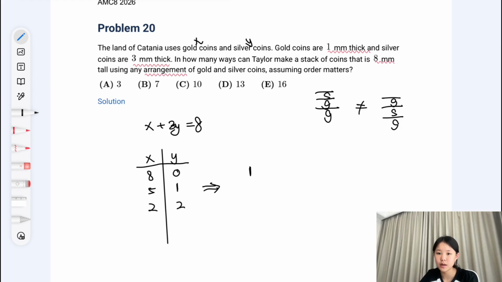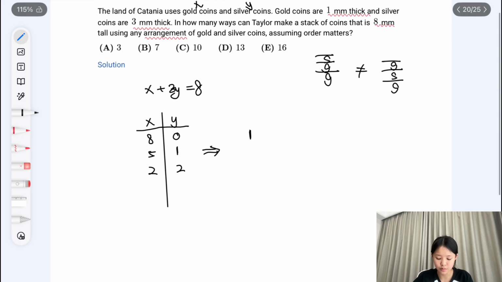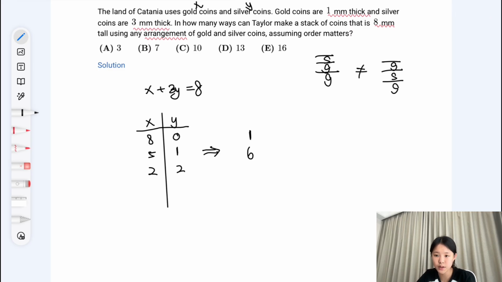This can only have one, since all of them are silver coins, and we assume that coins are the same, and coins are not different like people. So that's 1. And then for 5, this is 6, since out of 6 total coins, I want to place 1 single gold coin. So that's 6. And here it is 4 times 3 divided by 2, which equals 6.